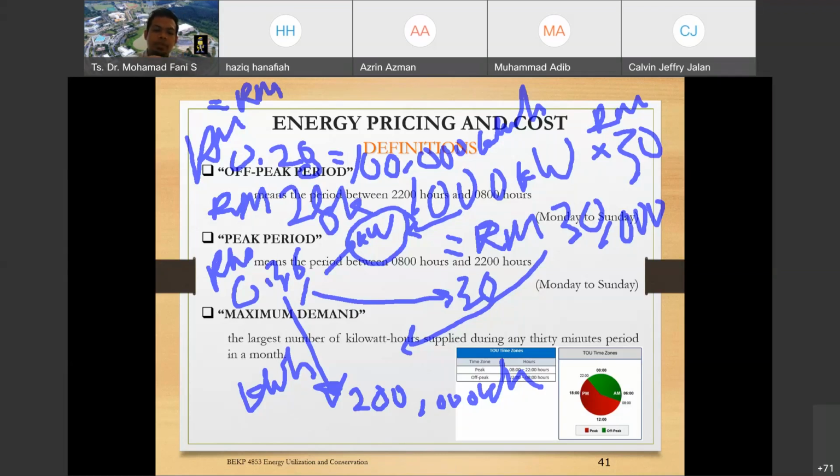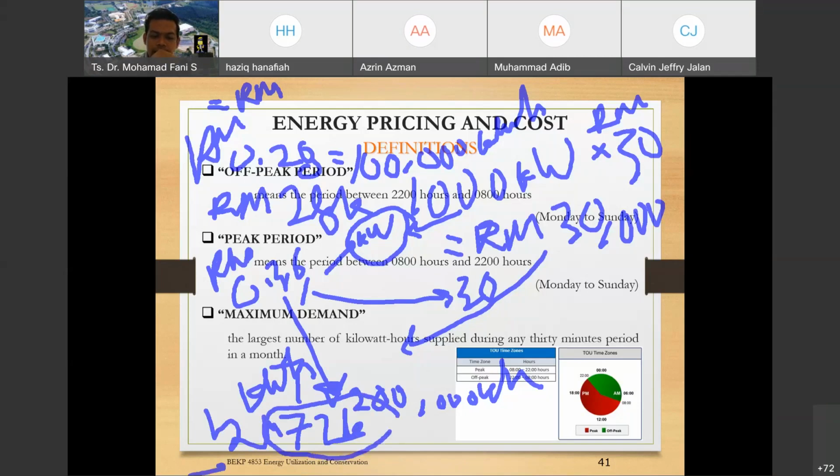And try to get the peak period, RM 0.36 per kilowatt hour. That one is the bill or charge. Let's say this one is the example. So multiply with 200 kilowatt hour, we can get the cost for the peak period. Dapat berapa? 72K, Shyla. Okay, Adam. Thank you. 72K RM.